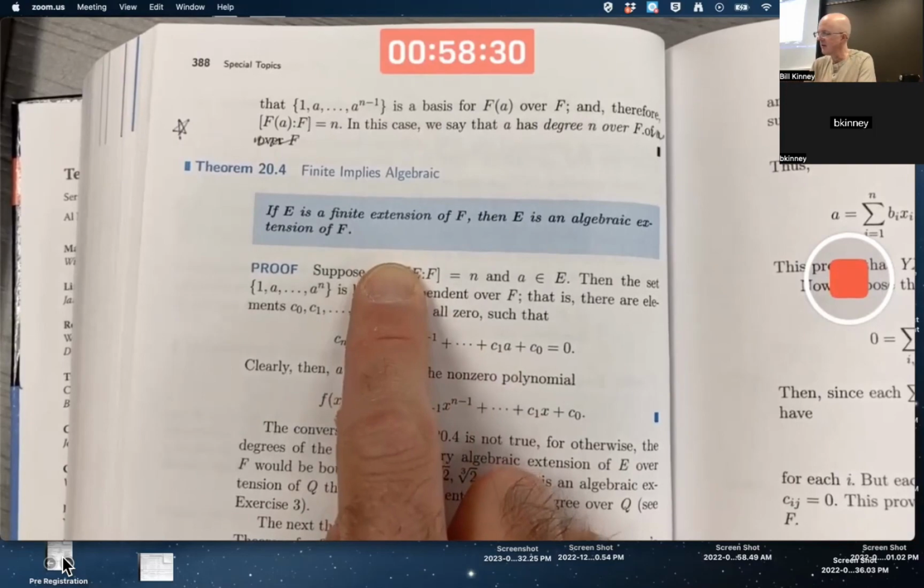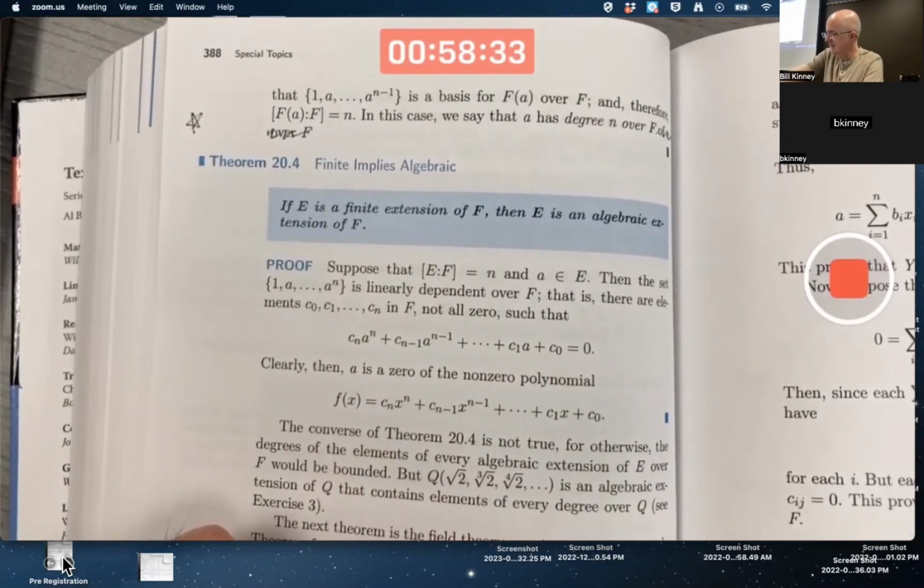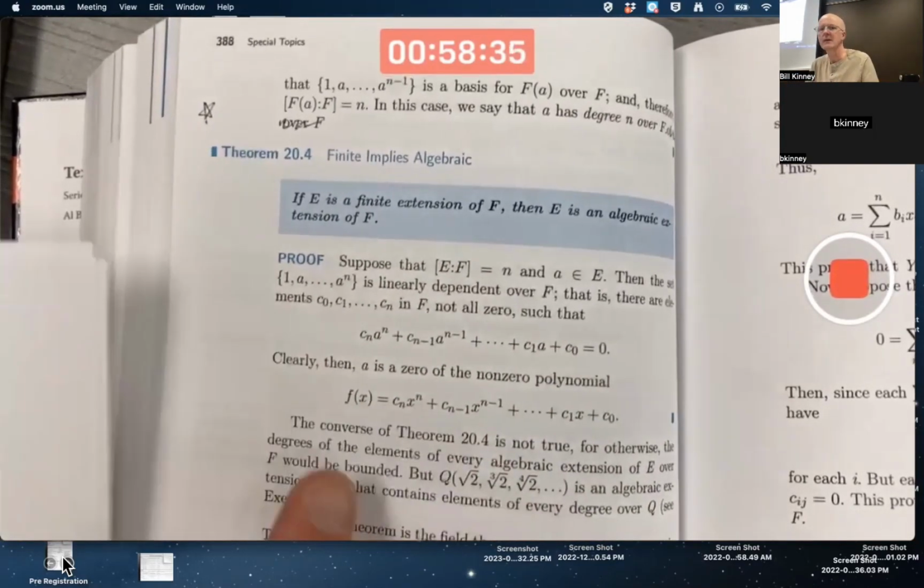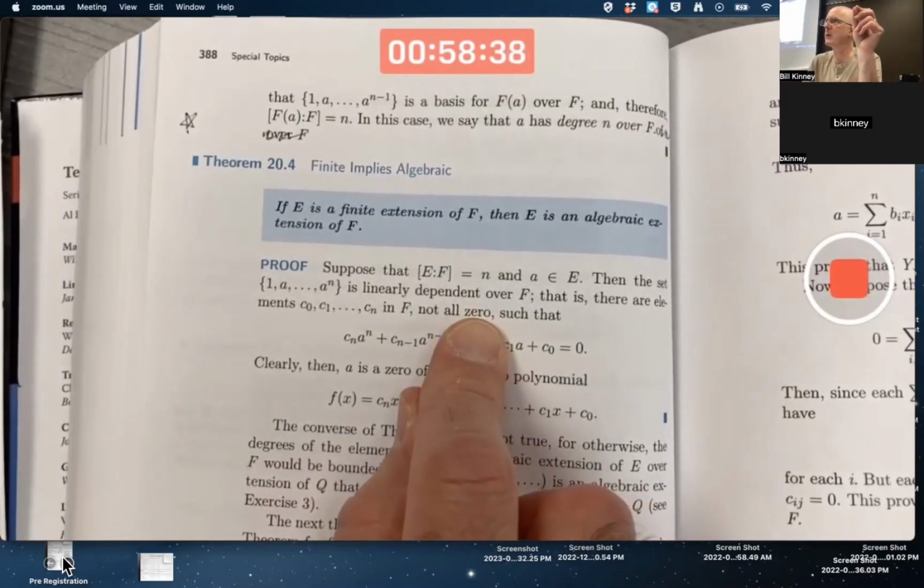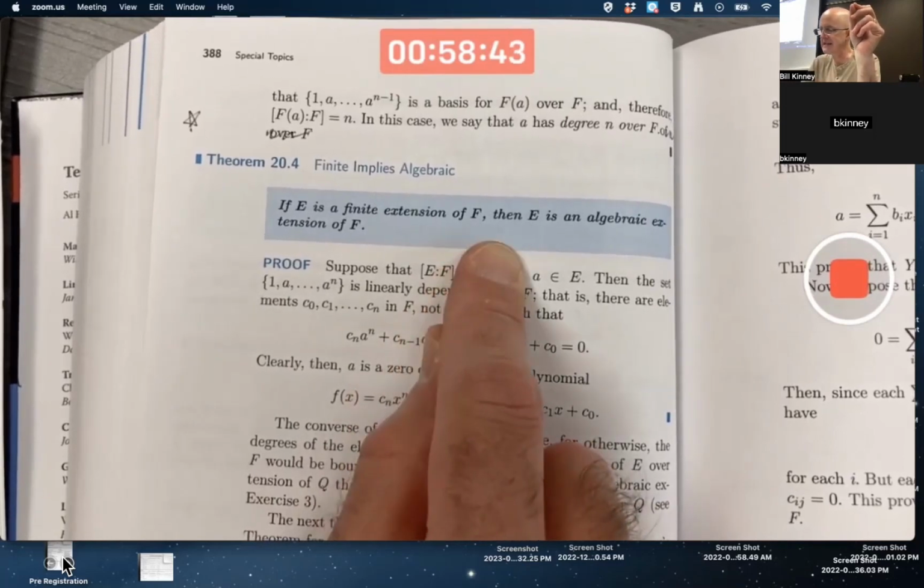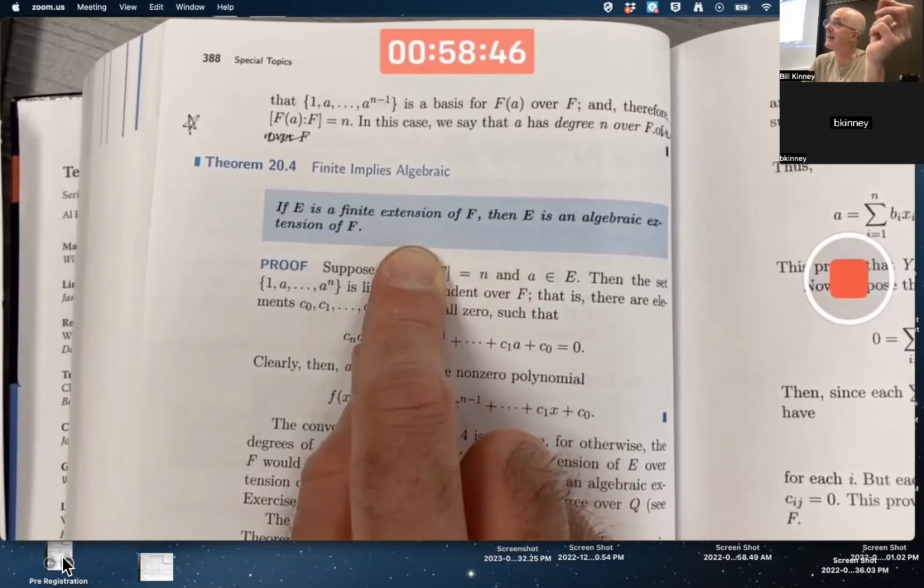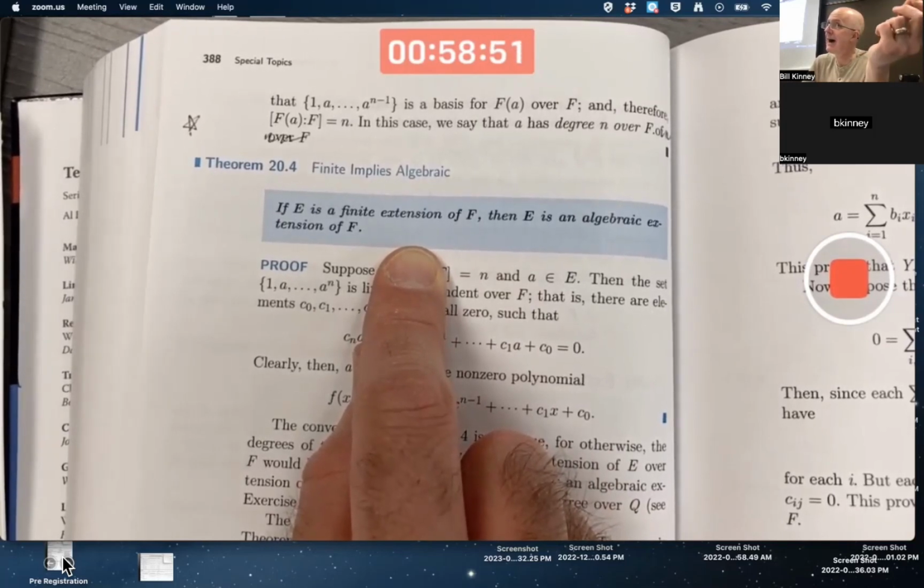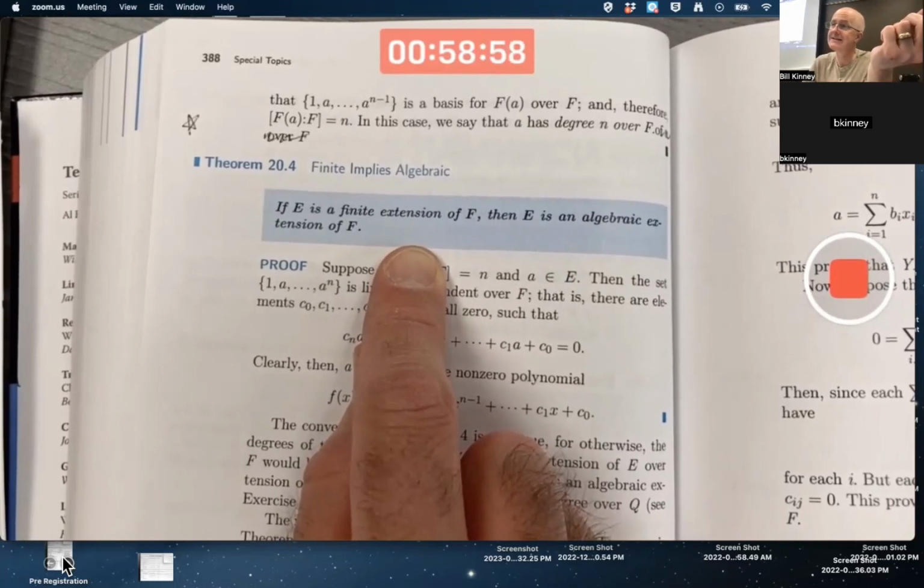So, finite extension means algebraic. Remember that any if-then statement is also equivalent to its contrapositive. The contrapositive of this would be if E is transcendental over F, then it can't be finite. Q adjoin pi can't be a finite extension. As a vector space over Q, it's not going to have a finite basis. Kind of makes sense when you think about the fact that every element in it is a rational function when you plug in pi.